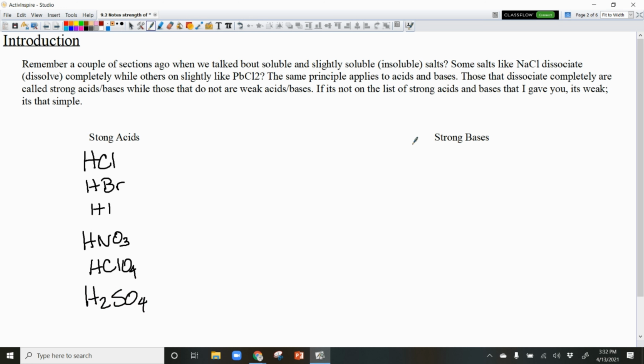Now, strong bases, it's going to be any group 1 metal except the top one and the bottom one, francium. Okay, so that's going to include, of course, lithium, sodium, potassium, rubidium, and cesium. Okay, and remember, bases all have OH on them.